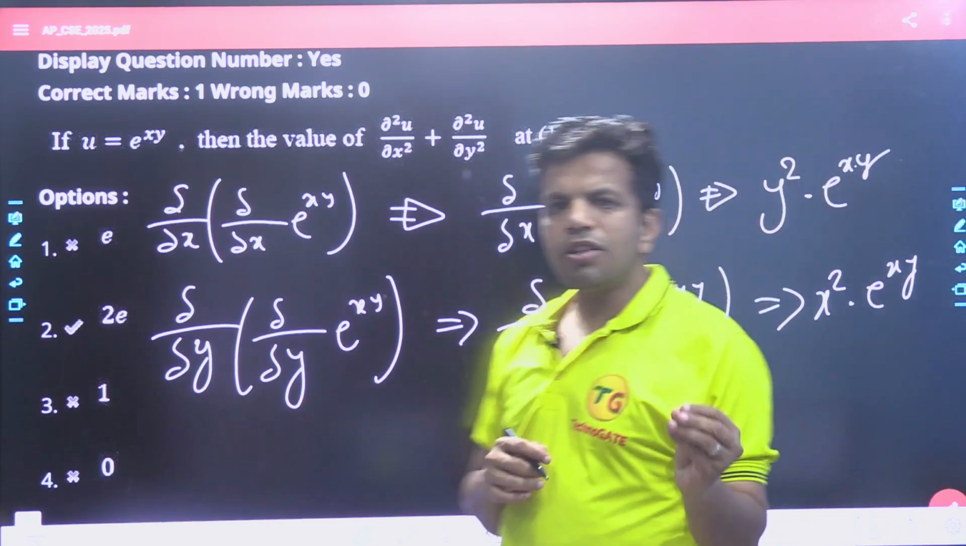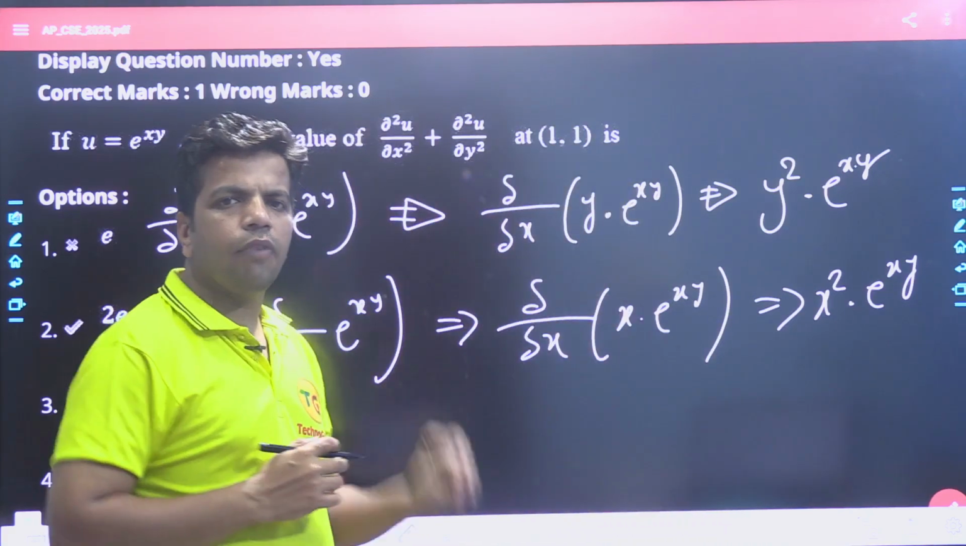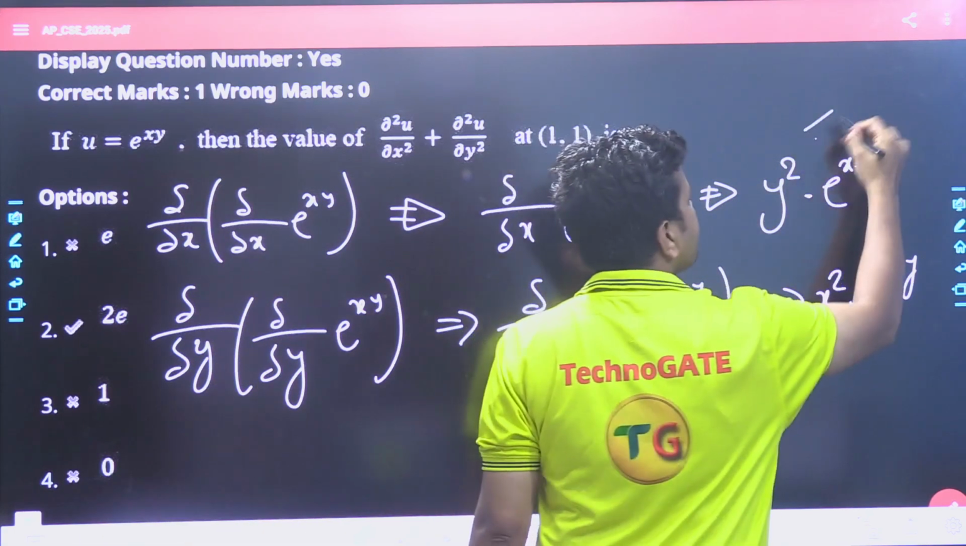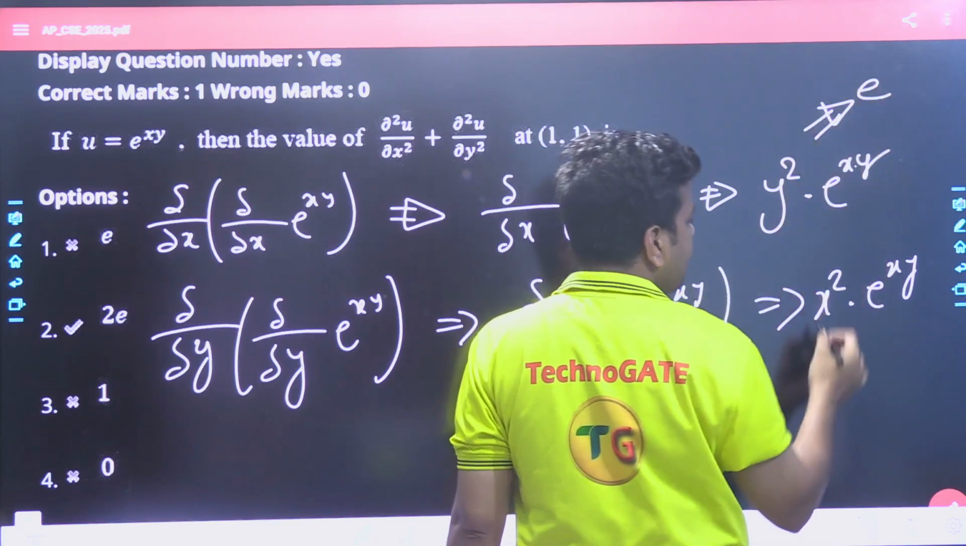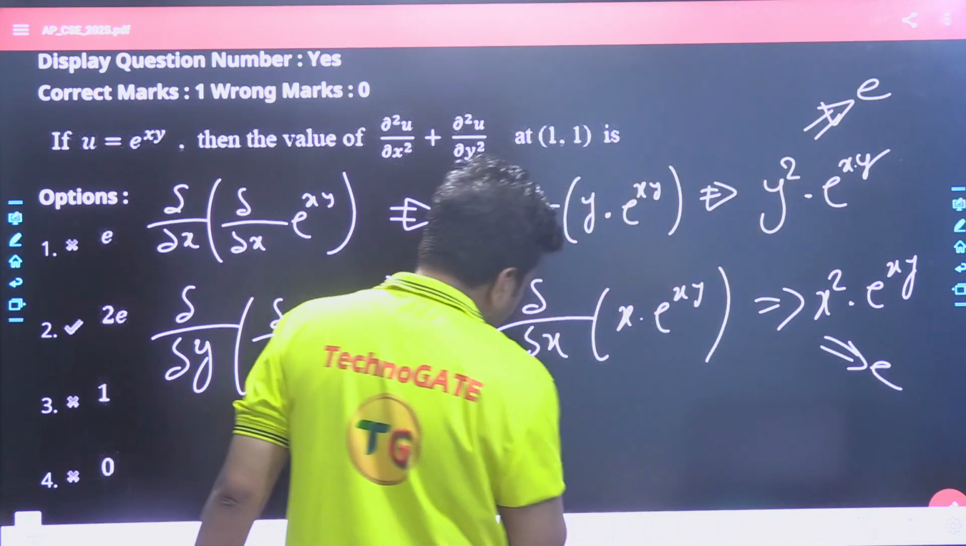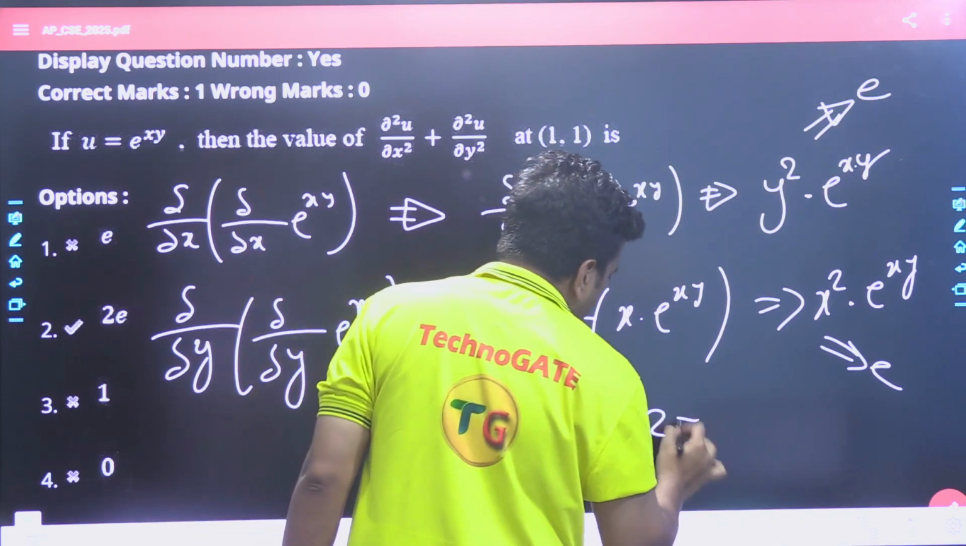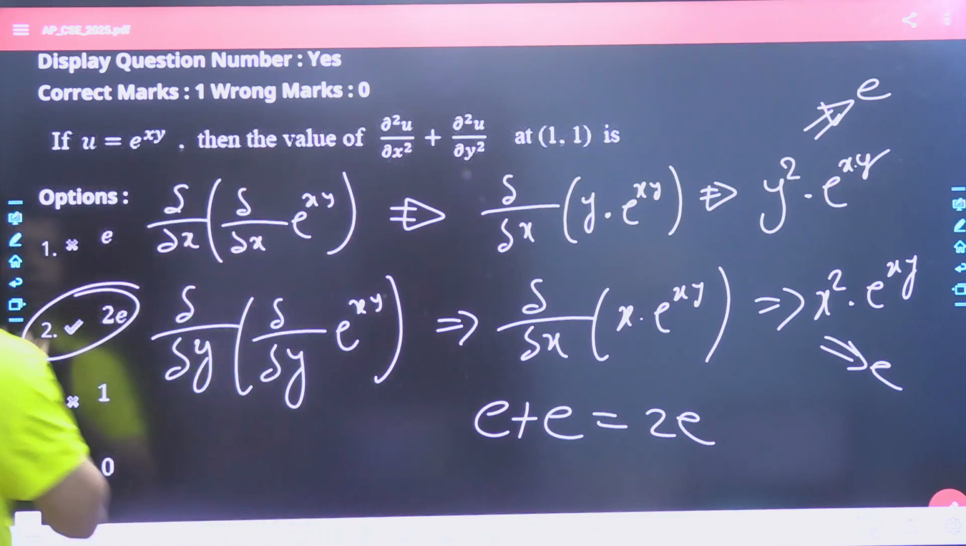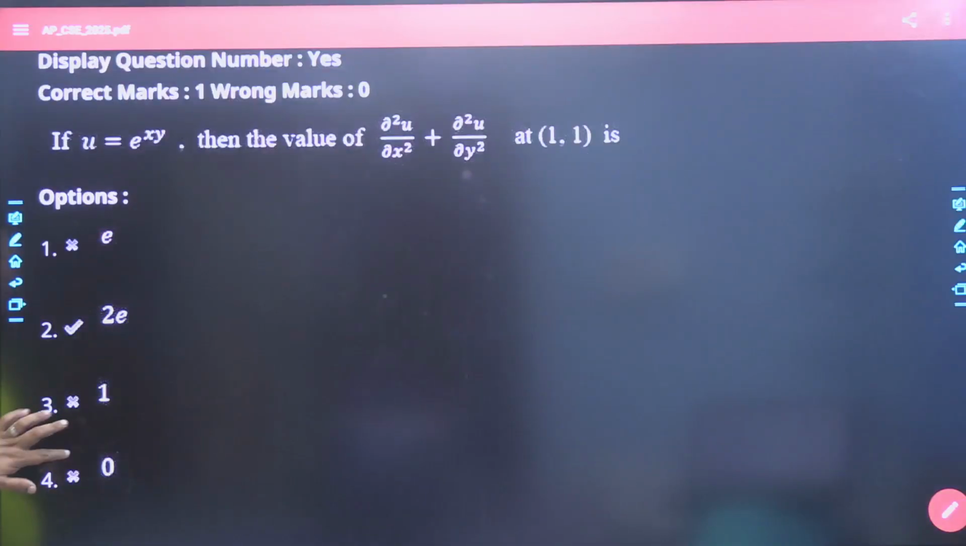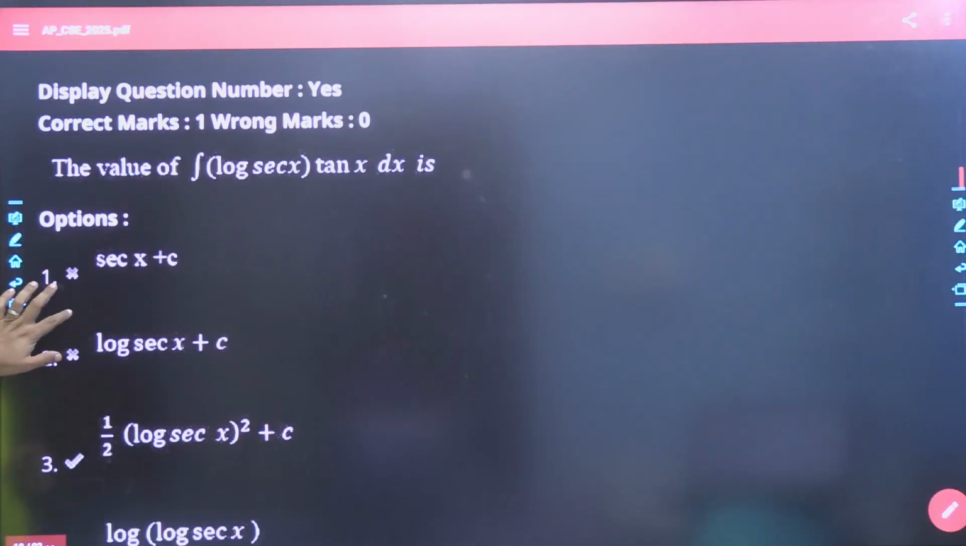So simply in place of x, we put 1, and in place of y, we put 1. So this equation becomes 1 square becomes 1, that is e, and this is also e. So e plus e is how much? It becomes 2e. You can go with the second answer, 2e. Okay. Now see the next one.